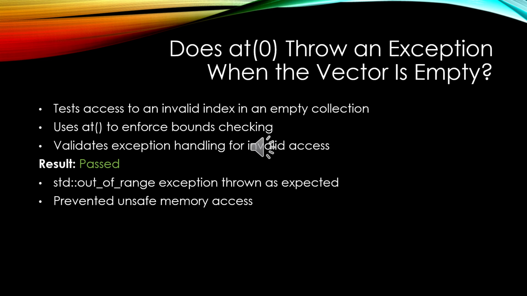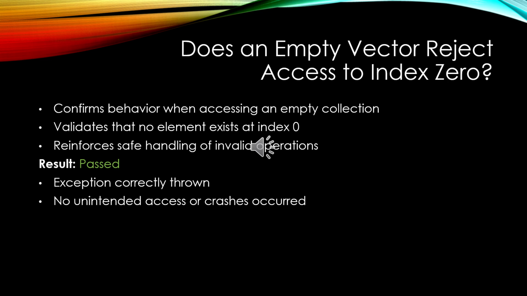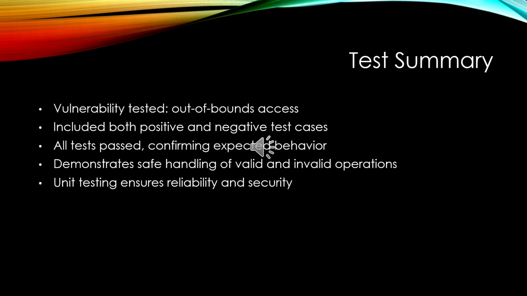This test verifies that accessing index 0 on an empty vector throws an exception. The test passed, confirming safe handling of invalid access. This test ensures that an empty vector does not allow access to index 0. The expected exception was thrown, preventing unsafe behavior. These tests demonstrate that both valid and invalid scenarios are handled correctly. All tests passed, confirming that the system safely manages boundary conditions and prevents unsafe memory access.